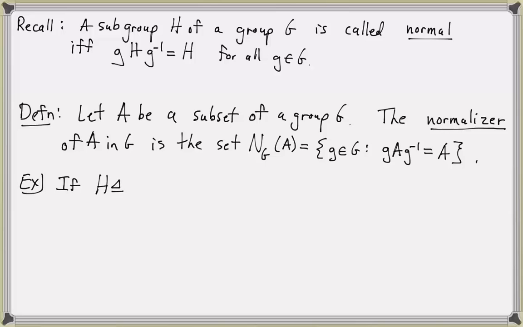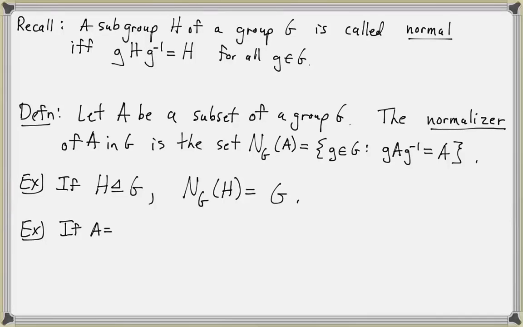If I started out with a normal subgroup H of G, then by definition, the conjugate of H is always equal to H for any element in G. So we see that if I take the normalizer of a normal subgroup, that would equal all of G. Every element in G normalizes H. Another quick example.